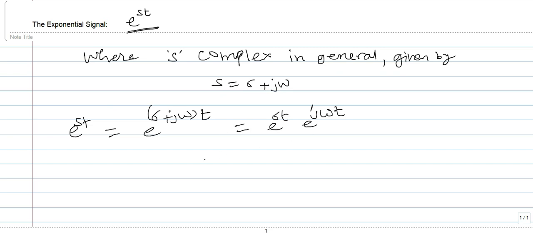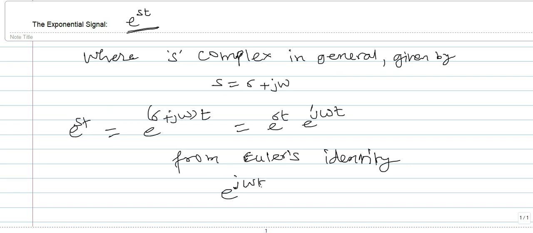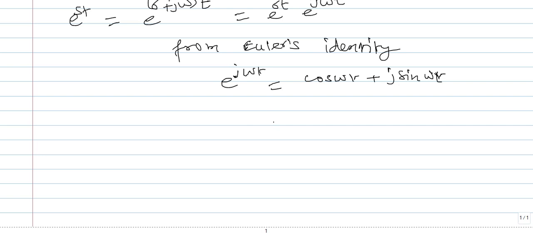Now, from Euler's identity, we can write e to the power j omega t equal to cos omega t plus j sin omega t. Therefore, this is equal to e to the power sigma t into cos omega t plus j sin omega t.